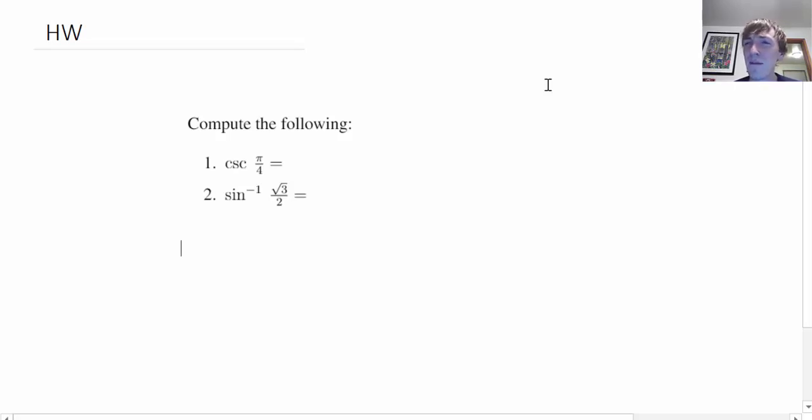And same thing for sine inverse. You'll have to be a little clever. You'll have to look at your unit circle and find where sine is equal to root 3 over 2. And then pick the angle, remember, that's between minus pi over 2 and pi over 2.